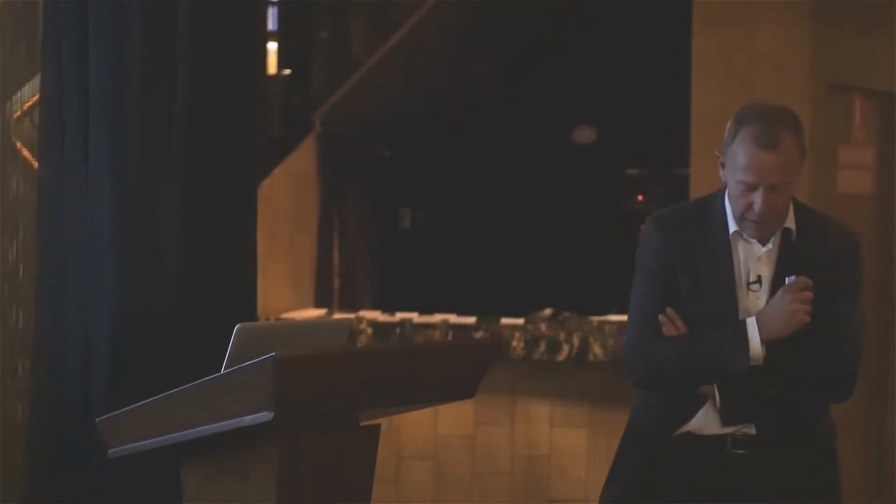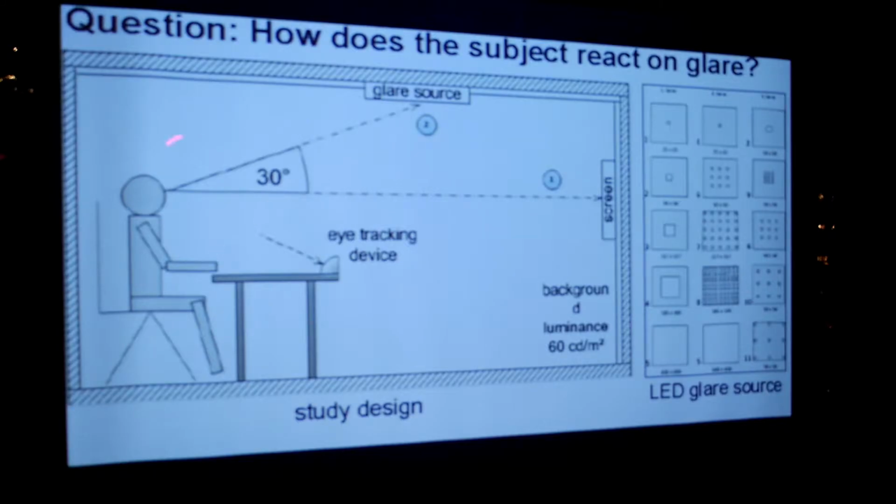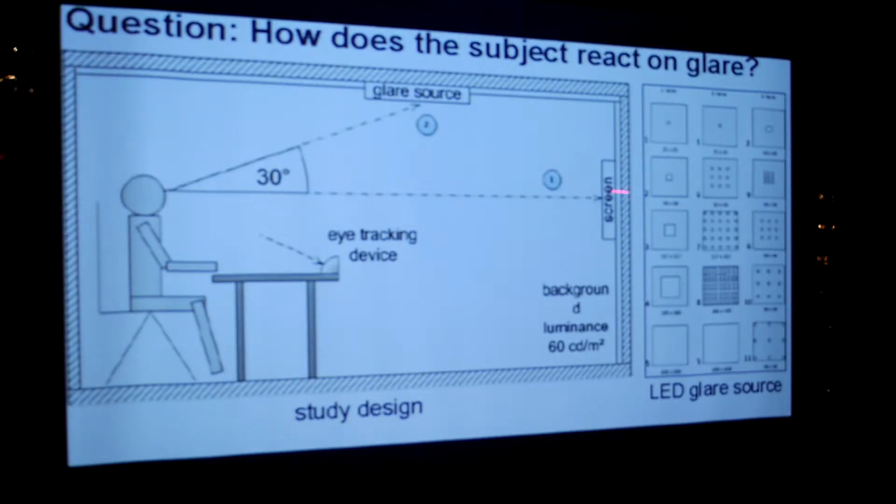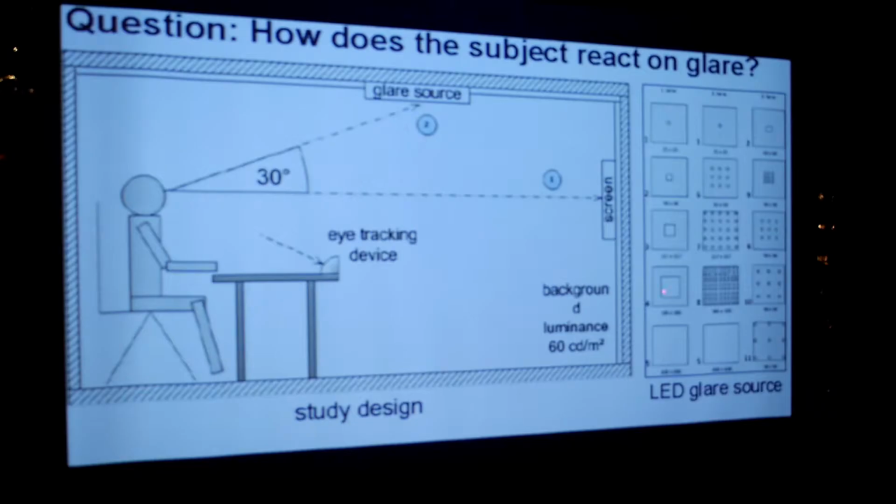Well, the case that was studied here was made this way: you had an observer coming into a room. We placed an eye tracking device on the desk that took into account where the person was looking. We asked them to look horizontally at a height of 1.2 meters towards a screen. We had a background luminance of 60 candelas per square meter. Not a biologically active lighting system, but a very nice background luminance, and the glare source up here. So we had a pretty good check on what we were actually working with. These kinds of patterns were tested in this test, and I'm going to share the results with you now.